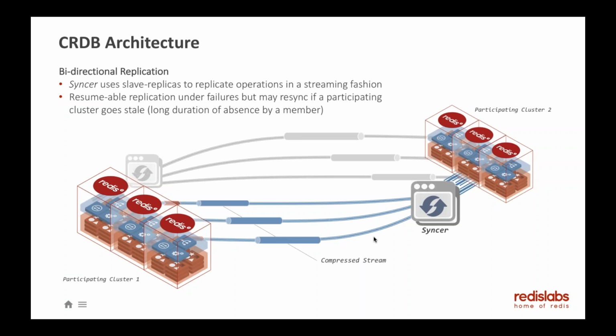CRDB scheme. Syncer is also built to be resumable under failures, so it understands the WAN characteristics and can resume from where it left off if a failure happens, and if a long duration of absence happens. It's also smart to understand that an instance has gone stale, and it will automatically decide to resync a participant if such a long duration failure happens.